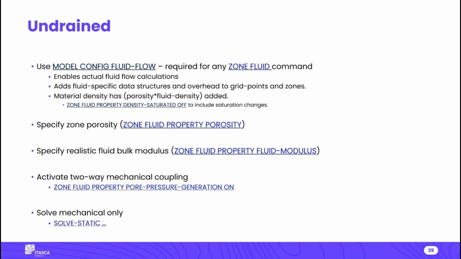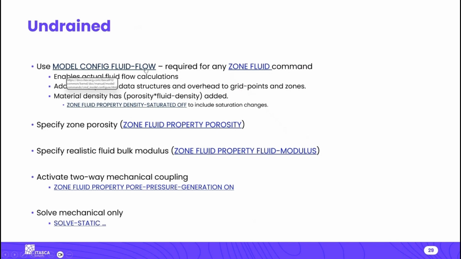So, okay, if you want to do the undrained solution, you need to use model config fluid flow to turn on the fluid flow calculations, but we're not actually doing fluid flow calculations. However, you need to turn this on so that you can specify a porosity and a fluid bulk modulus, because you need to know the porosity and the bulk modulus in order to calculate the pressure changes due to volume changes.